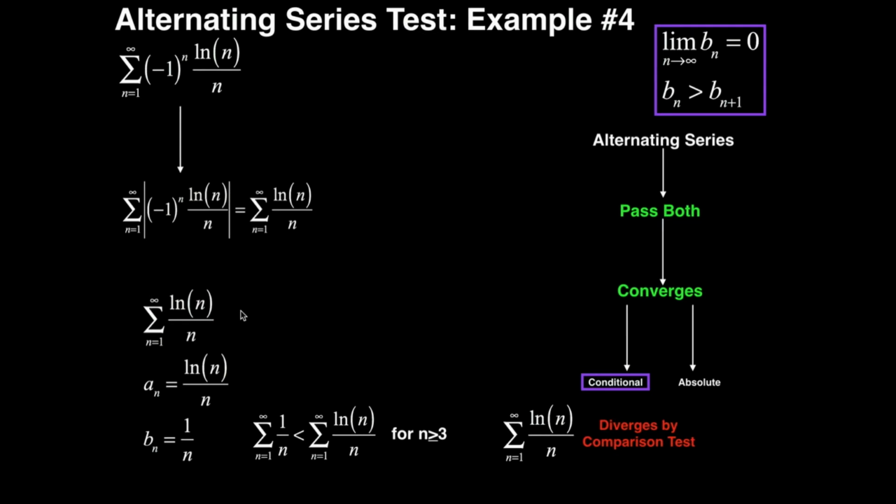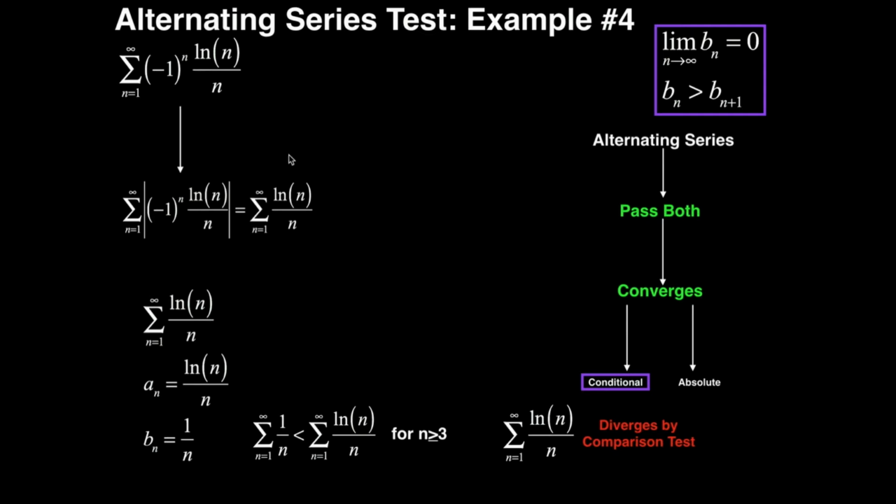That this original series right here, which is the absolute value of the alternating series, is bigger than the harmonic series, which diverges. Therefore, this series, the series from n equals 1 to infinity of ln of n over n, diverges. It diverges by the comparison test. Therefore, because the absolute value of the alternating series diverges, the original series is conditionally convergent.